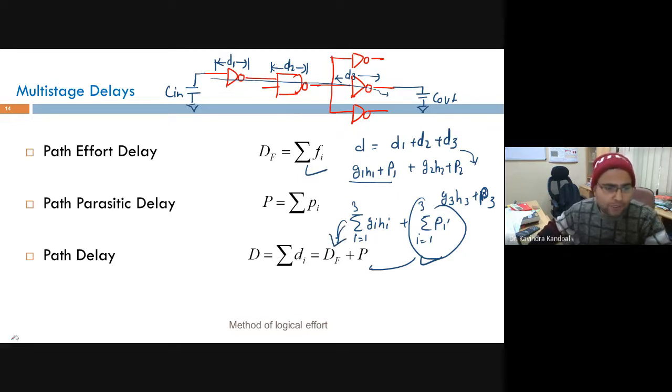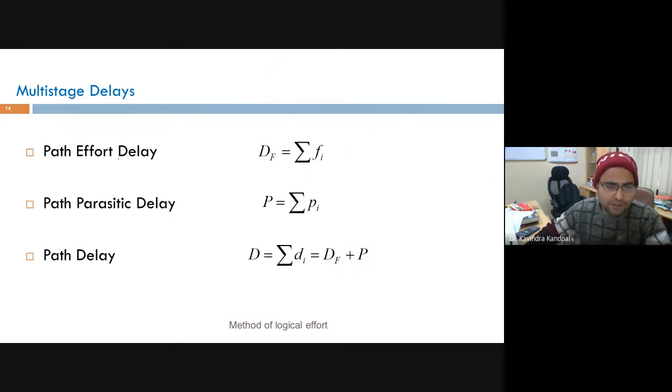But still our objective is not simply to compute the delay. What were our objectives? To optimize the delay, yes or no? So far we have not done the optimization, we have just computed the delay. You are getting my point?